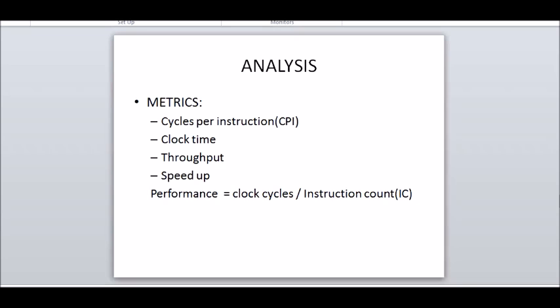So now we go to analysis. Basically, a processor's performance is measured in terms of the cycles per instruction or CPI, the throughput, and the speedup. So the higher the CPI, the lesser the speedup. Or IPC, which is the inverse of CPI. So an efficient processor must have a CPI less than or equal to 1.